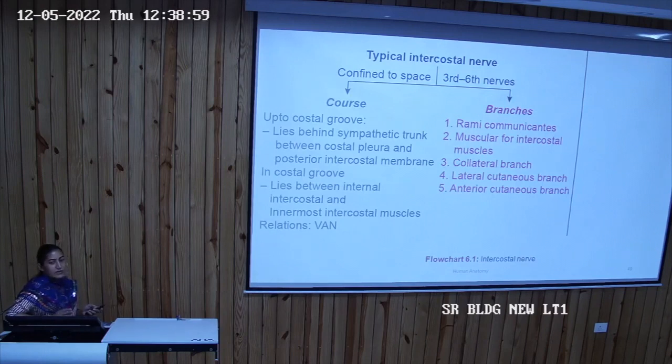Then it gives supply to the thoracic wall. So there are muscular branches for the intercostal muscles. It gives collateral branches and it pierces the fascia to come out to supply the lateral wall of the thoracic region and the anterior wall of the thoracic region. So it gives the lateral cutaneous branch and the anterior cutaneous branches. So these are the branches from the typical intercostal nerve.